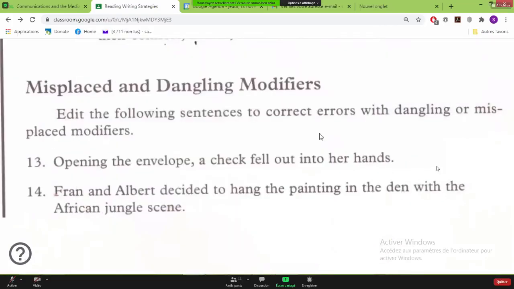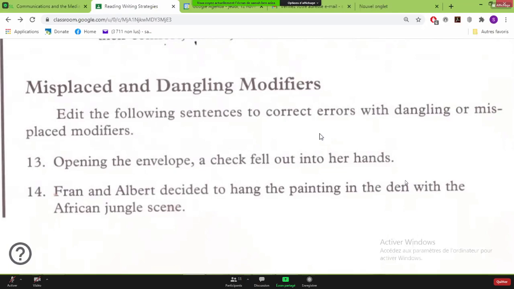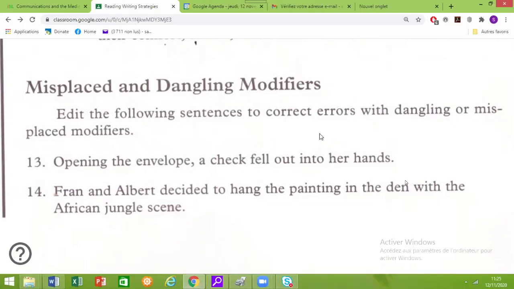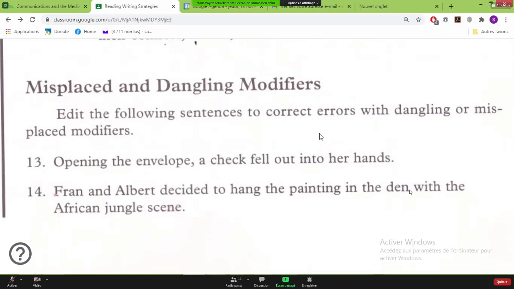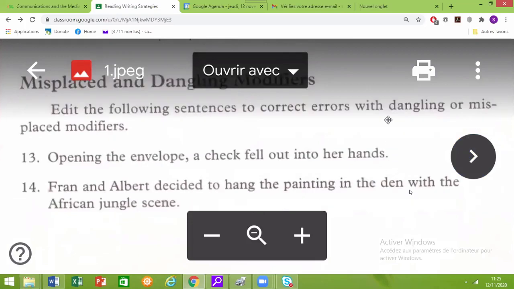Okay, so now we will move to exercise 2. Misplaced and dangling modifiers. What does that mean? What does dangling modifier mean? For example, if a sentence is missing something, we add it. Very good. Yes, a dangling modifier is a word or a phrase that modifies a word that is not clearly stated in the sentence. There is something missing in the sentence, and we have to correct it. Very good.